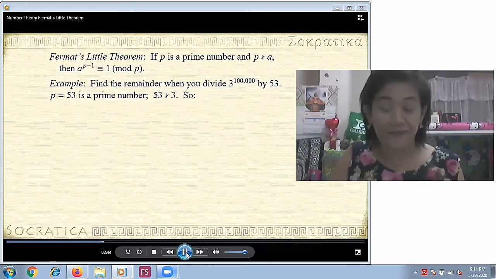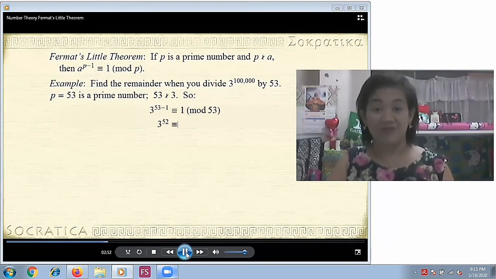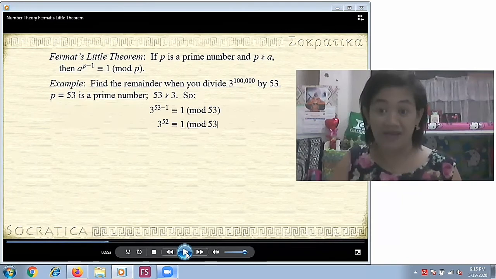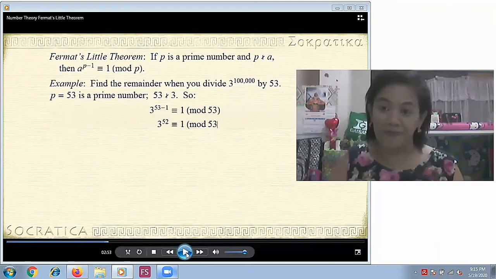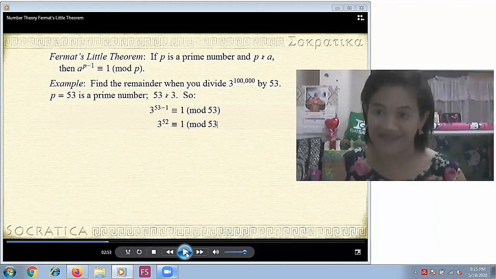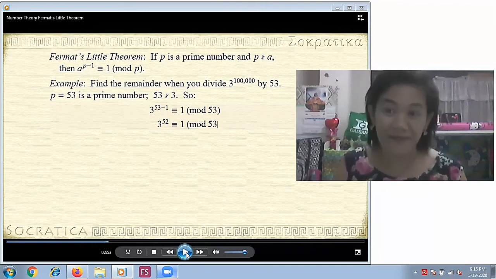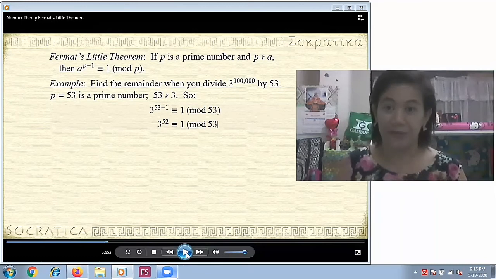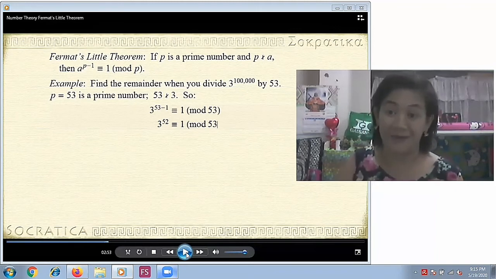So this will become 3 raised to 53 minus 1 is congruent to 1 mod 53. And 3 raised to 52 is congruent to 1 mod 53. Okay, so we have to look for 3 raised to 100,000. So we need to find a number that will be multiplied to 52 so that it will become 3 raised to 100,000.